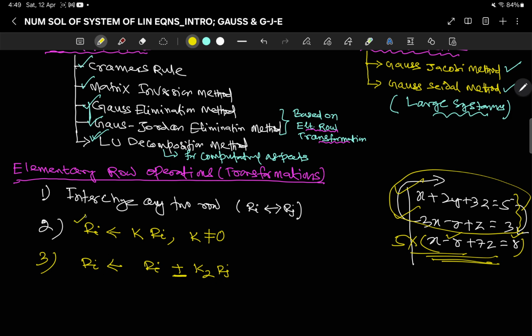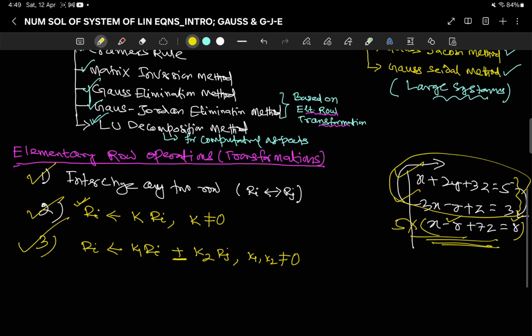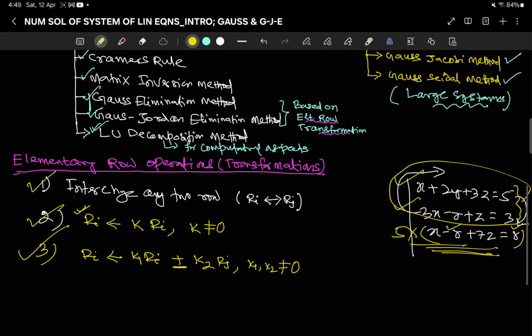In view of this property, we can also have a multiplication here, and then the system is not going to be changed. And this k1, k2 should be non-zero constants. So these are the three elementary row operations, and the Gauss elimination and Gauss-Jordan elimination are based on these three elementary row operations. So now coming to these two methods.